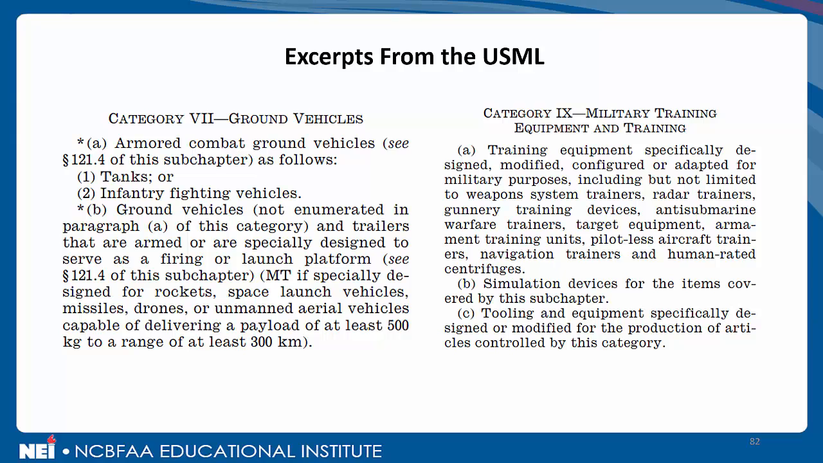Let's move over to the right. Category 9, military training equipment and training. We actually stopped at this category when we were going through all 21 and pointed out how this category incorporates those intangibles, defense services, in the form of training. So as we see here, in A, we're talking about training equipment. In B, simulation devices. In C, tooling and equipment. And as this category continues on, it goes into detail about the training itself. So a good illustration about how we're dealing with tangible articles as well as intangibles, in this case, in the form of training.